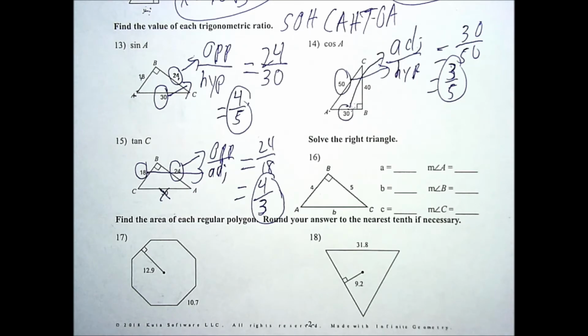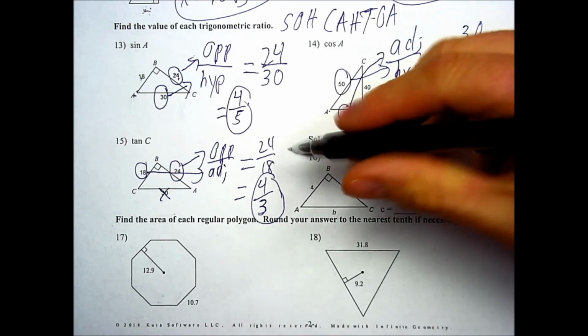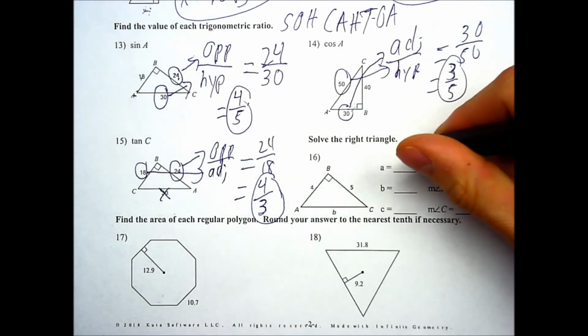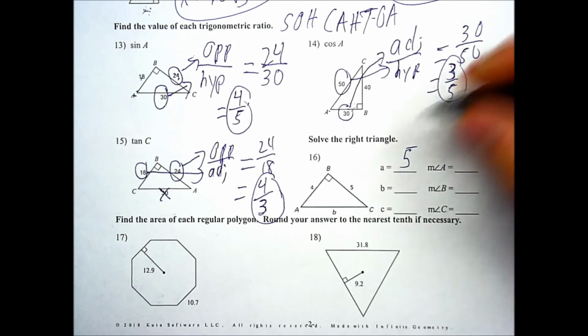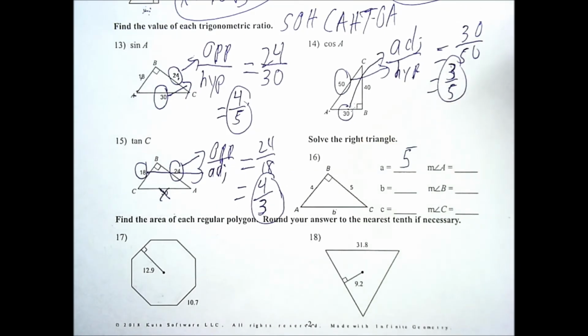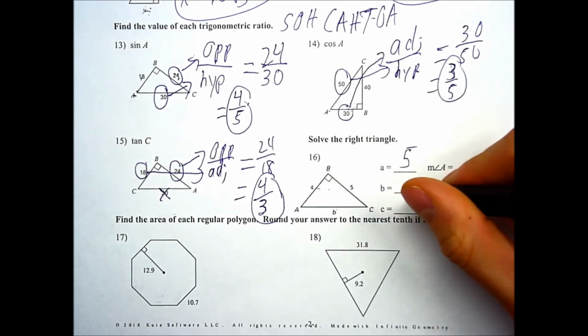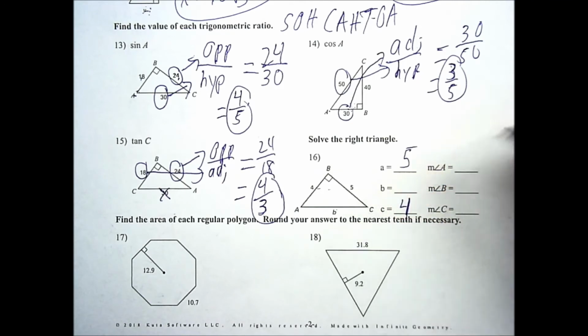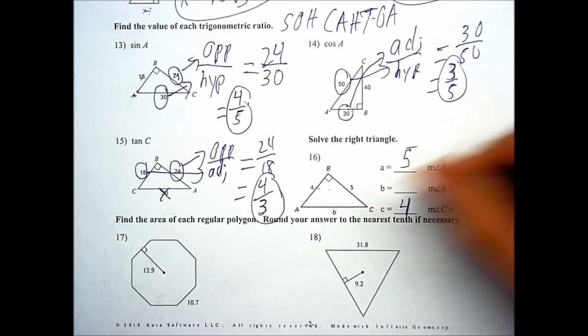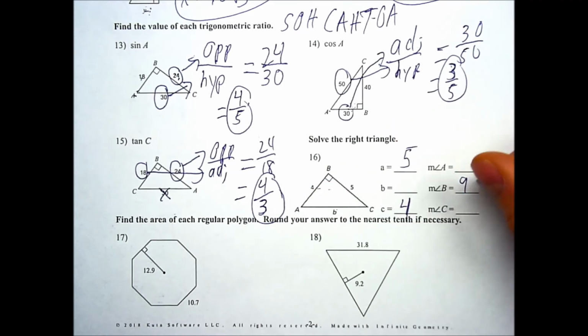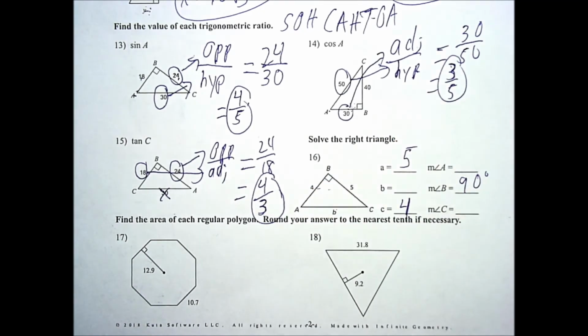All right, moving along. Solve the right triangle. So side A is the side across from A. A is 5. Side B is the side across from B. Well, it's not labeled, so we'll come back to it in a minute. Side C is the side across from C, which is 4 in this case. Angle A is unlabeled in this case, so we'll come back to it in a minute. But angle B is labeled with 90 degrees here. So there's half the points, because of the way the question was labeled.